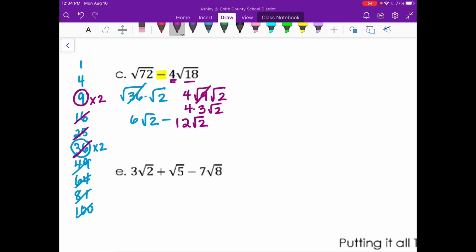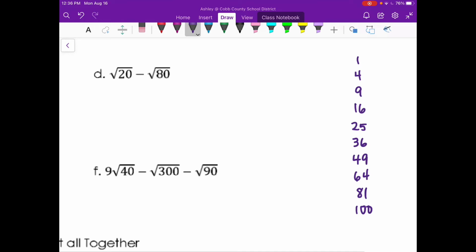So now I have 6 radical 2 minus 12 radical 2. I have the same kind of radicals, so now I can subtract them. I'm going to subtract their coefficients. 6 minus 12 gives me negative 6 for my coefficient on my matching radicals. So when I subtract, negative 6 radical 2 is the answer. Let's take a look at example D.